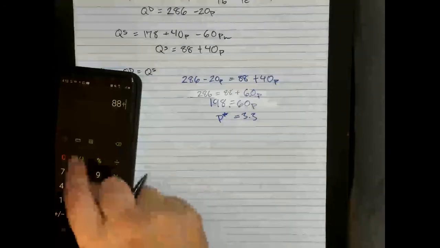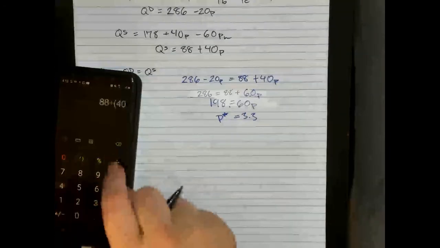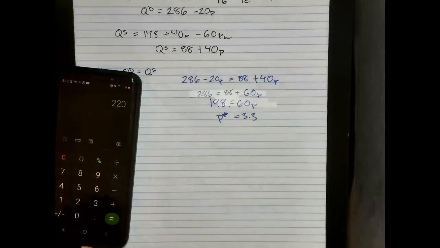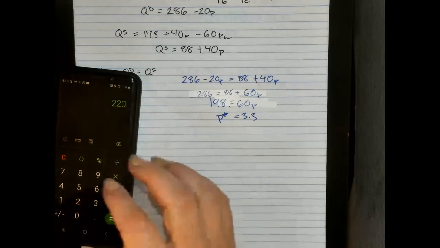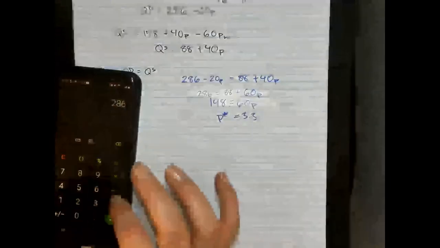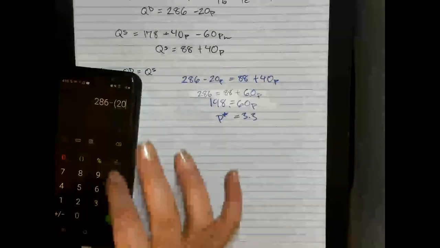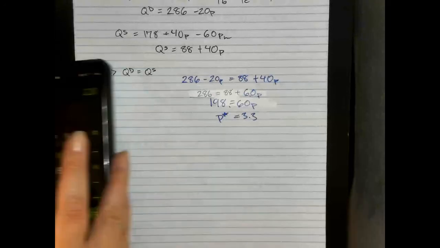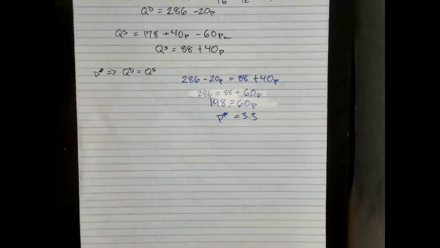88 plus 40 times 3.3, which would give us an equilibrium quantity of 220 kilograms of pork. I can also plug it in up here and say, okay, 286 minus 20 times 3.3, and I should get the same answer, which is 220 kilograms of pork.